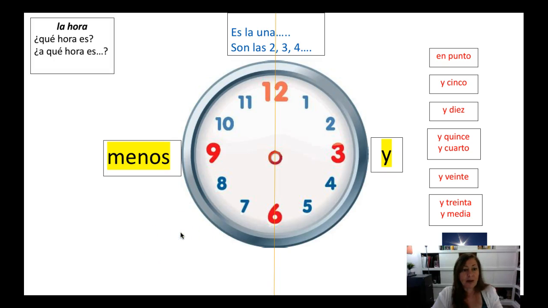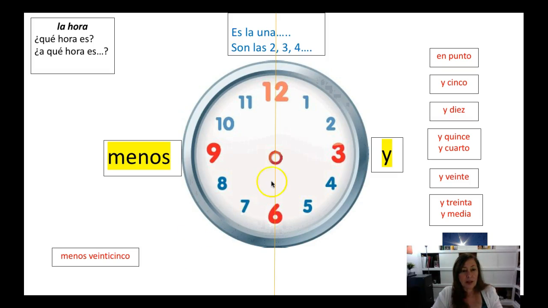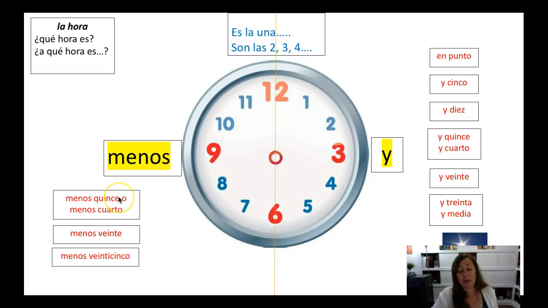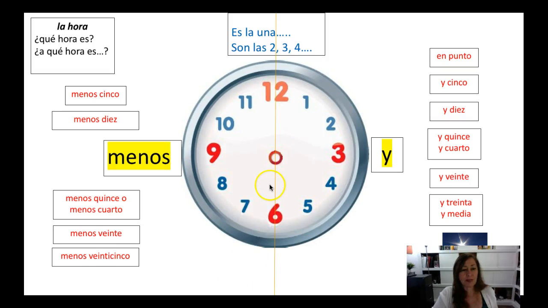So, we would say, if the minute hand were here, menos 25. What if the minute hand were here? Menos 20. Si la manecilla del minuto está aquí, menos 15 o menos cuarto. Si la manecilla está aquí, menos 10. Si la manecilla está aquí, menos 5. Let's look at some examples to go with this.